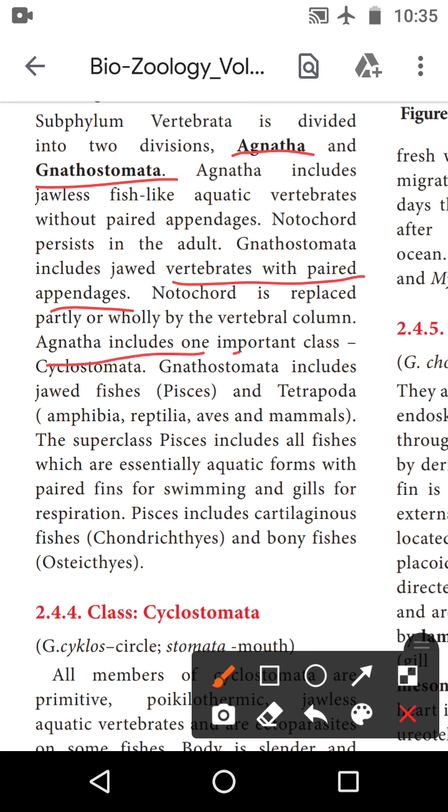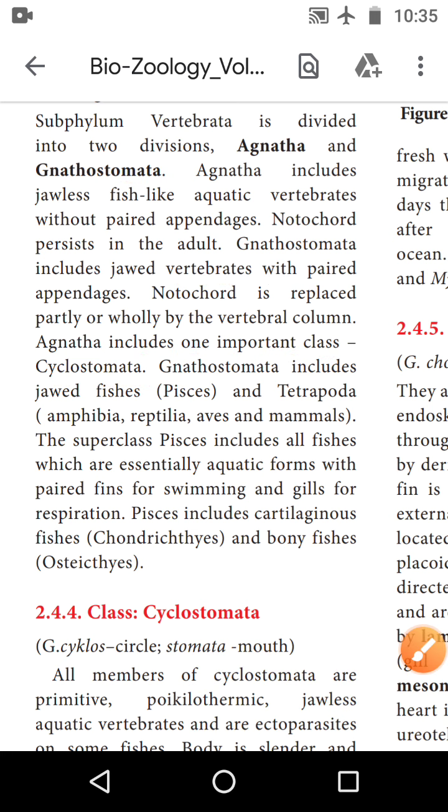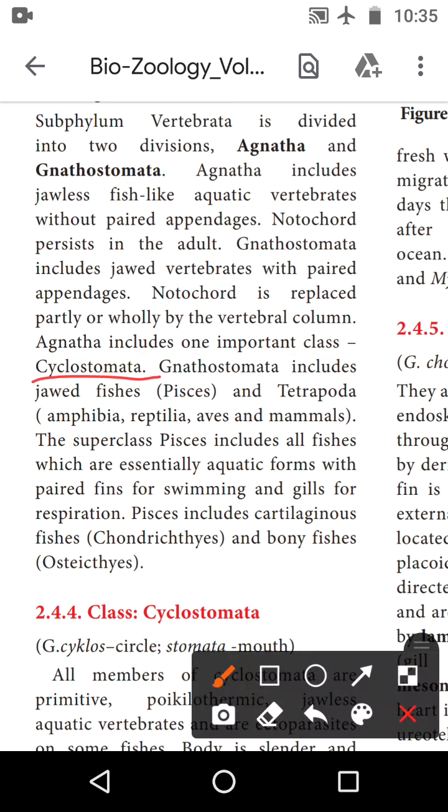Agnatha include one important class, Cyclostomata. What is the name? It is Cyclostomata.